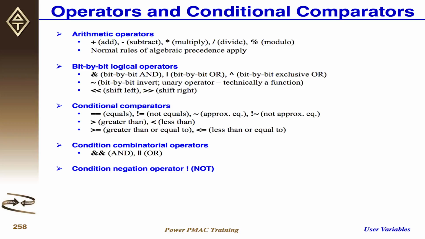We do have conditional combinatorial operators, two ampersands or two pipes for and or. And we do have a conditional negation operator, the exclamation mark, which is just not. You use that one similarly to how we have equals equals and exclamation mark equals. You can use that just as if it is not the value, or if you do not want that value.